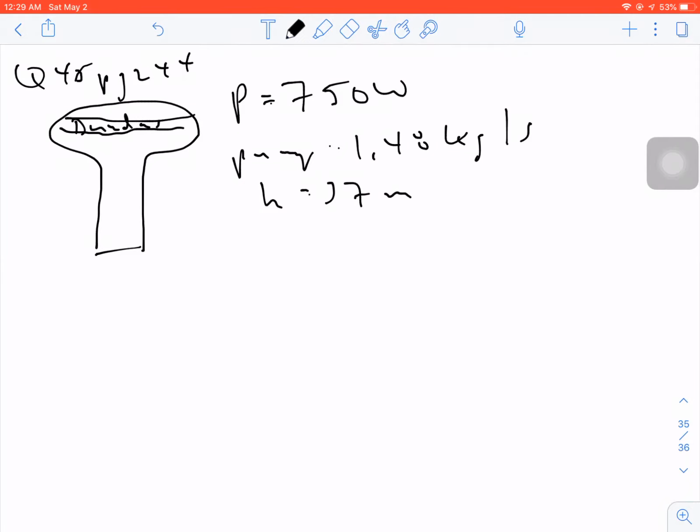So let's just take a step sideways here and say, what is 750 watts? Well, we know that 750 watts is 750 joules per second. That's what a watt is, right? It's 1 joule of energy used per second by that pump, right? That's the electricity that's going into the pump to run it. So if I just say, what happens in 1 second?